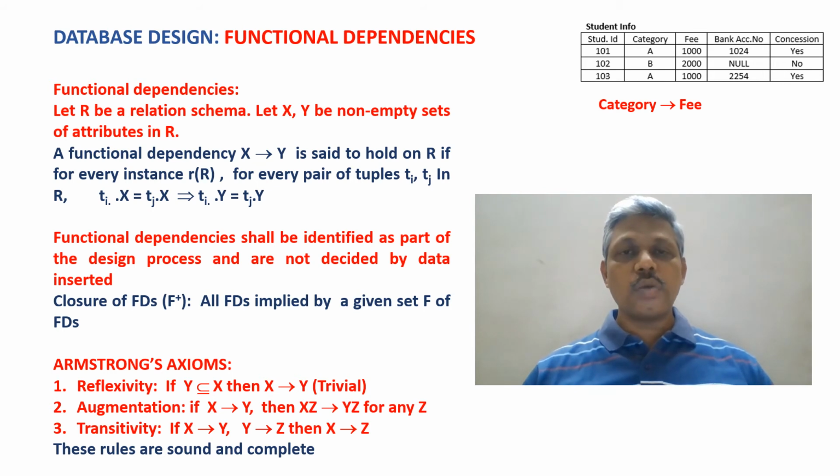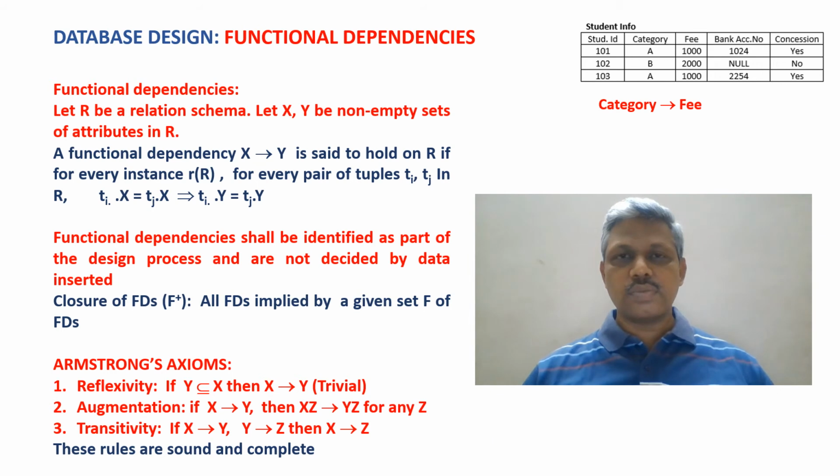So this is called augmentation. The third one is transitivity. Whenever x functionally determines y and y functionally determines z, then it implies that x functionally determines z. The justification of these three rules is very simple.